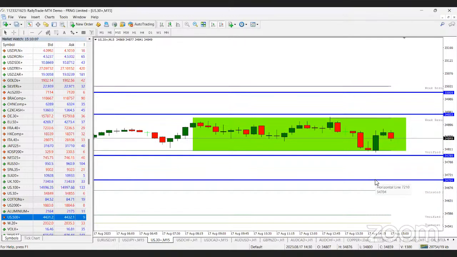Okay, this range has to be broken, and the good thing is that if it breaks like that, price will continue in that direction for a while. So if price breaks the 34,930 zone, I expect it to buy to 35,000.